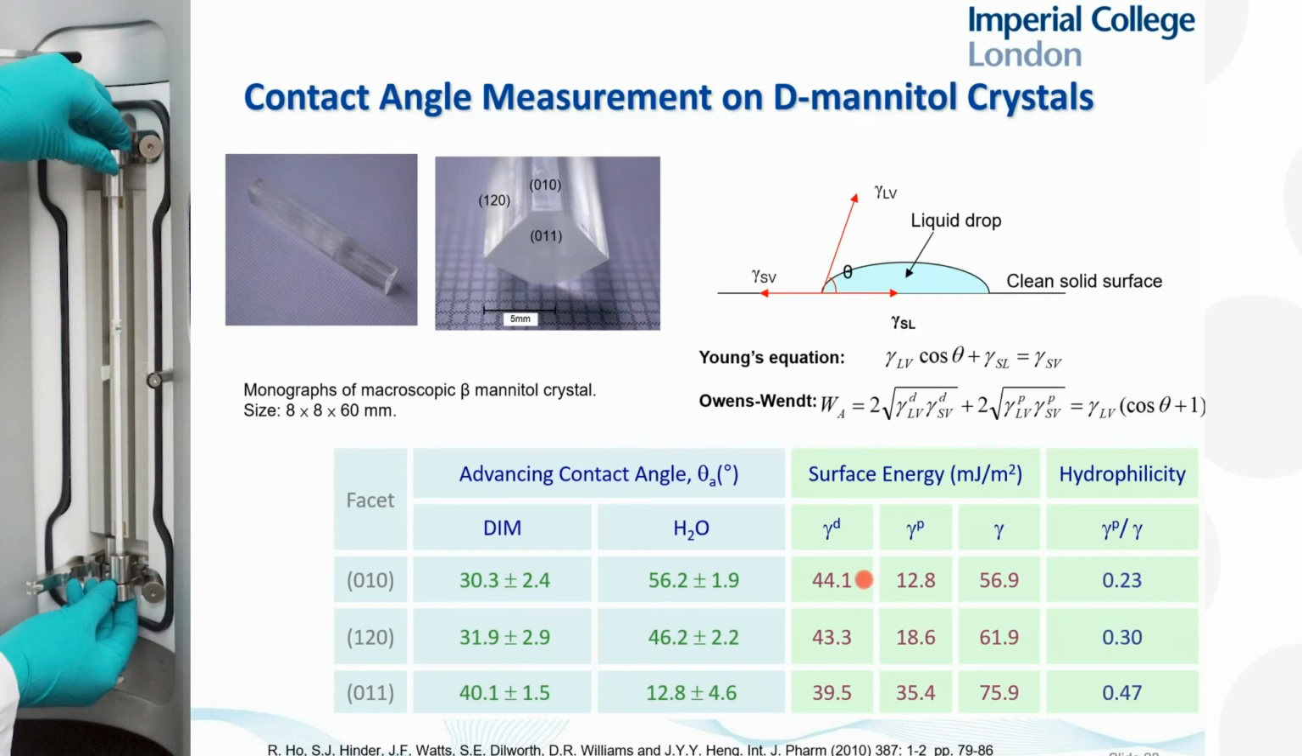What you can see here is that the dispersive and the polar surface energy are different for each crystal face. The gamma Ds vary between 39 and 44, and we also have some polar forces here, which are due to the hydroxyl groups on the surface. That's for our as-received normal mannitol with lots of hydroxyl groups.